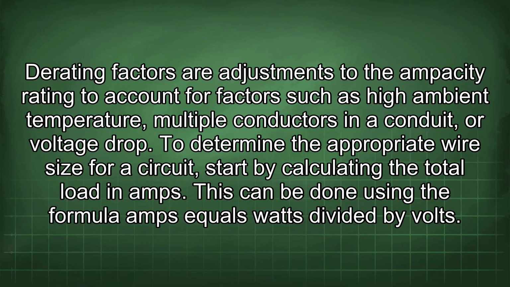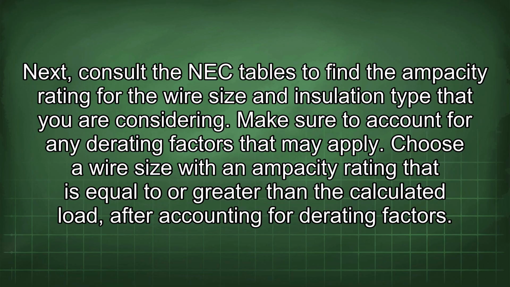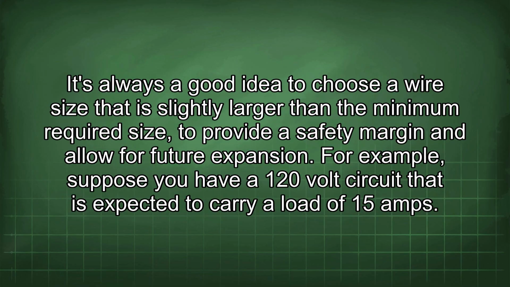To determine the appropriate wire size for a circuit, start by calculating the total load in amps. This can be done using the formula amps equals watts divided by volts. Next, consult the NEC tables to find the ampacity rating for the wire size and insulation type that you are considering. Make sure to account for any derating factors that may apply. Choose a wire size with an ampacity rating that is equal to or greater than the calculated load, after accounting for derating factors. It's always a good idea to choose a wire size that is slightly larger than the minimum required size to provide a safety margin and allow for future expansion.